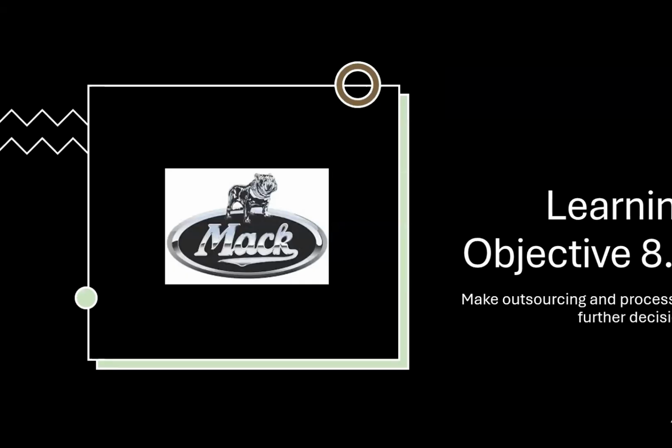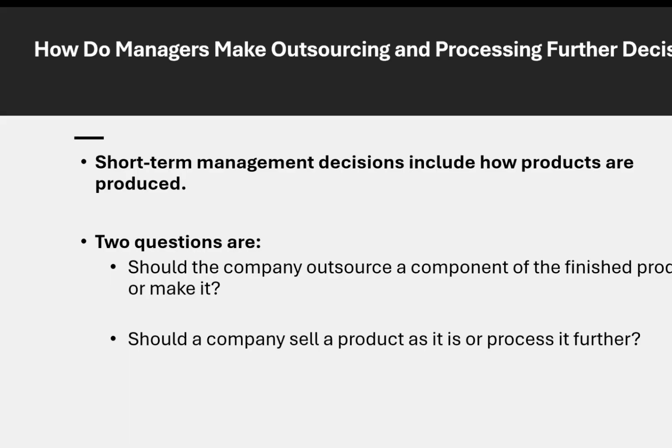Learning Objective 4, and this is the last objective: making outsourcing and processing further decisions. How do managers make outsourcing and processing further decisions? Now let's consider some short-term management decisions regarding how products are produced, such as whether the company should outsource a component of the finished product or sell a product as it is or process it further.